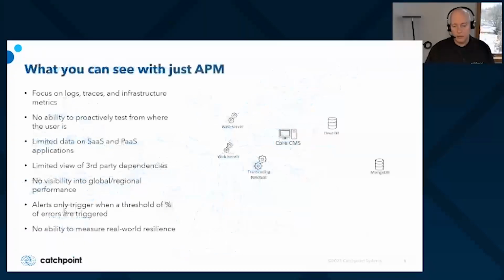And if they're only using application performance monitoring, this is all they can see. Their IT team is working on logs and traces to figure out infrastructure. There's no proactive testing. They've got limited visibility into third parties or what's going on with their SaaS and PaaS applications. They've got no view as to global or regional issues, where things are, and they're only getting alerts if certain preset thresholds are triggered.